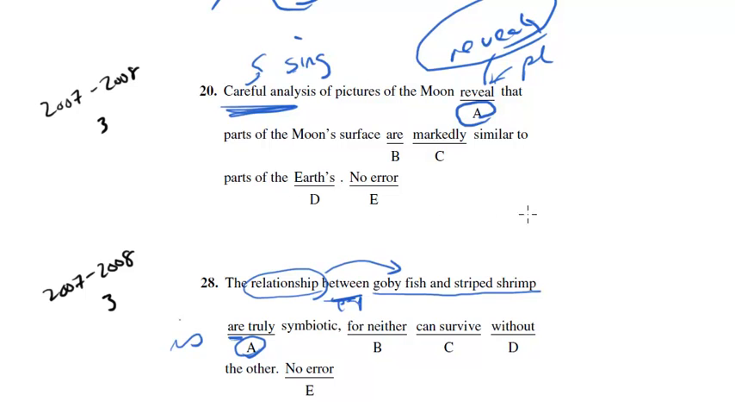They want you to see goby fish and striped shrimp are symbiotic and say, oh, well, that's right. And that would be right if these were the subject, but it's not. The subject is the relationship between them. So anything with prepositional phrases you could in some sense cross out and read the sentence that way. The relationship are truly symbiotic? No, the relationship is truly symbiotic.